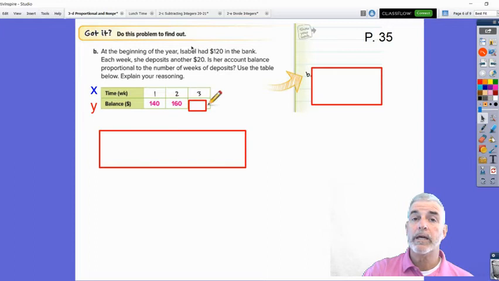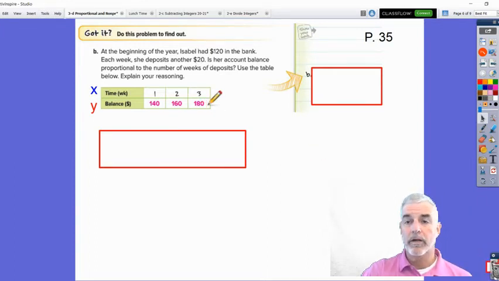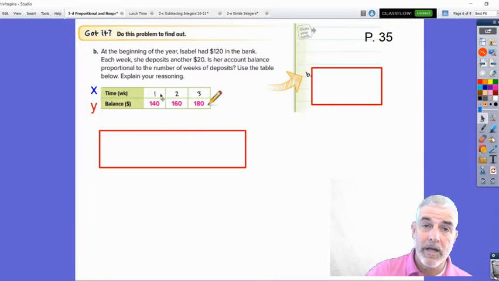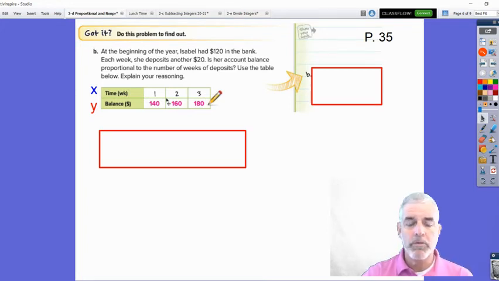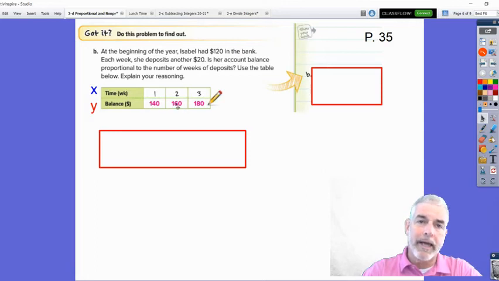In the third week, she adds $20 again. So it's $180. Now, is this a proportional relationship? In this case, the X numbers are always the numbers you pick, typically like 1, 2, 3, or 10, 20, 30, 40. Numbers that you pick are always going to be represented by the X, the input or the starting value. And the number you calculate will be represented by Y. We'll talk more about this in the next few lessons, okay?